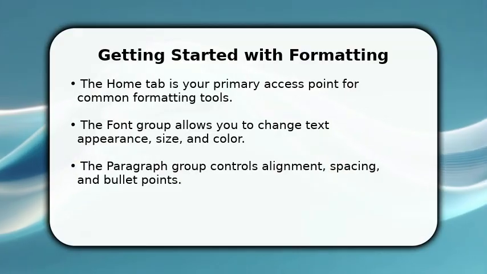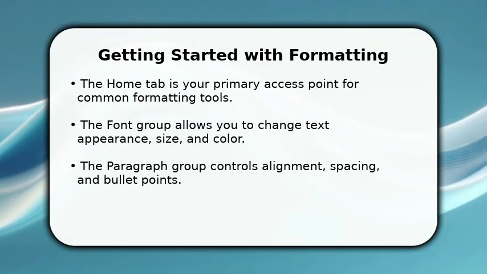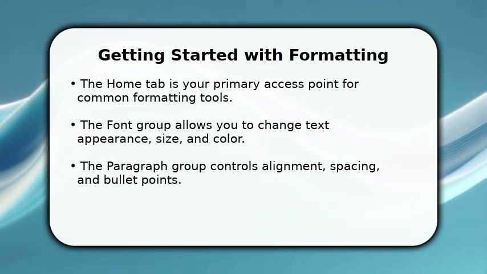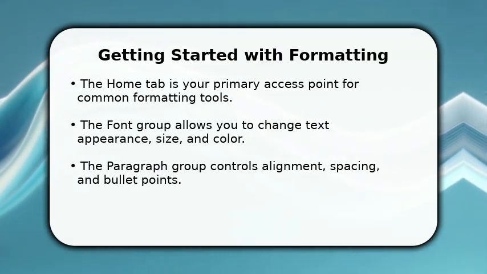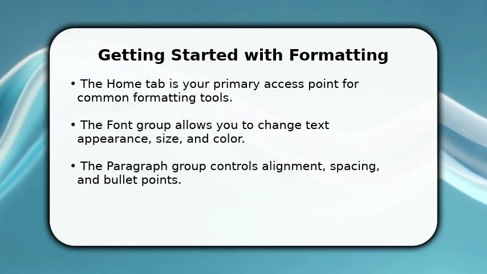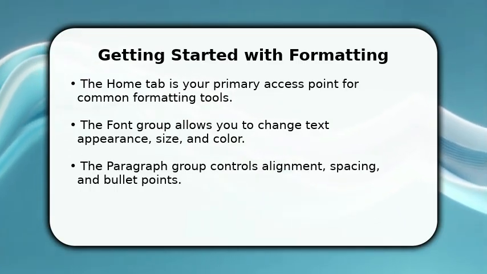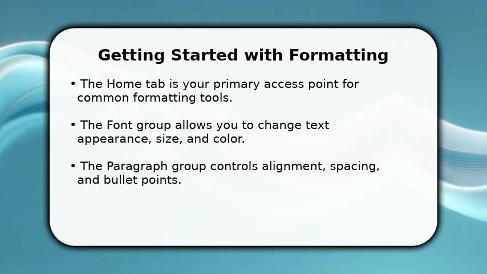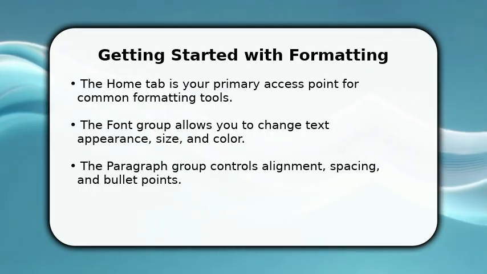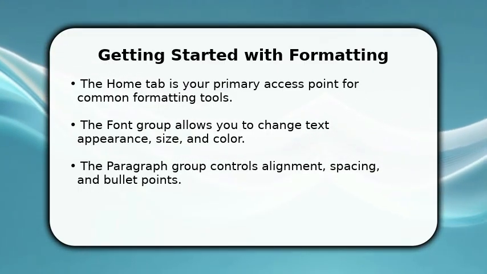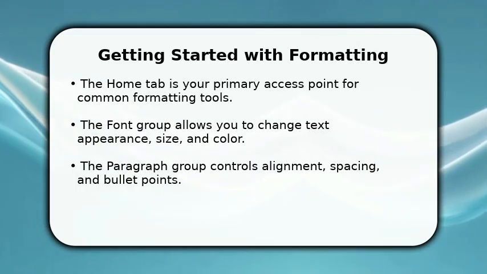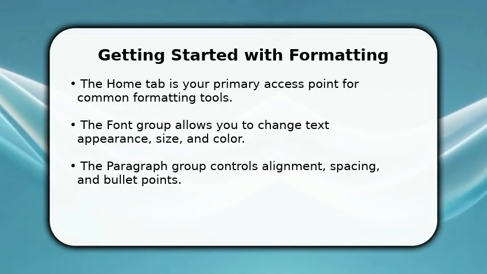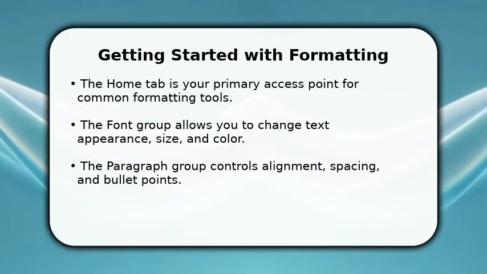In this video, I will explain how to get format options in Word. We'll start by exploring the Home tab, which is your central hub for most formatting tasks. You'll discover how to quickly adjust text appearance using the font group, changing things like size and color. Then, we'll move to the Paragraph group, where you can easily manage alignment, line spacing, and add bullet points or numbering to organize your content effectively.